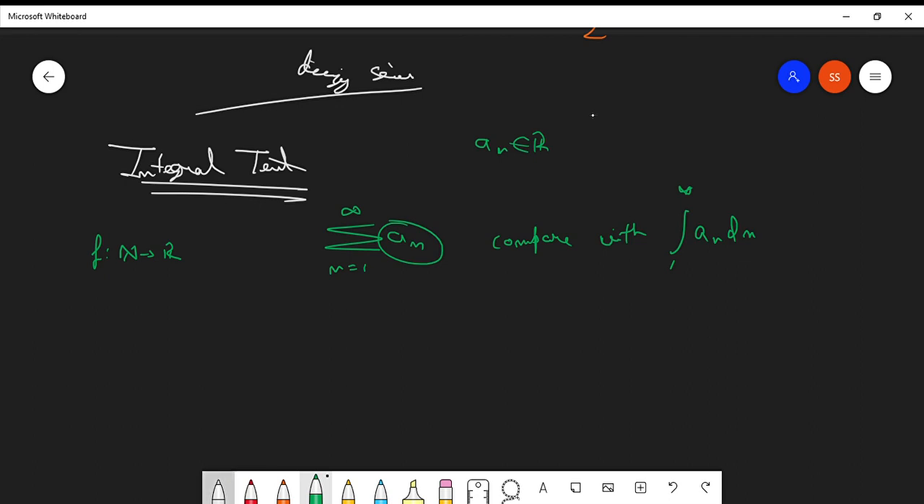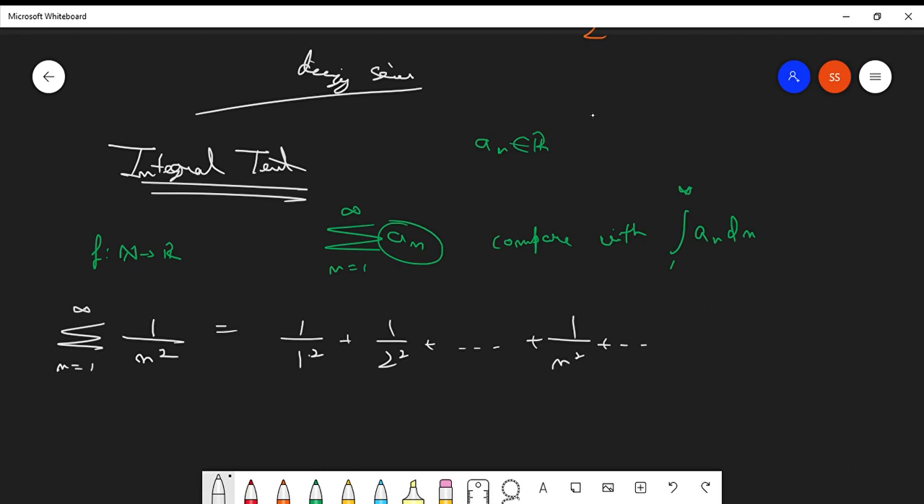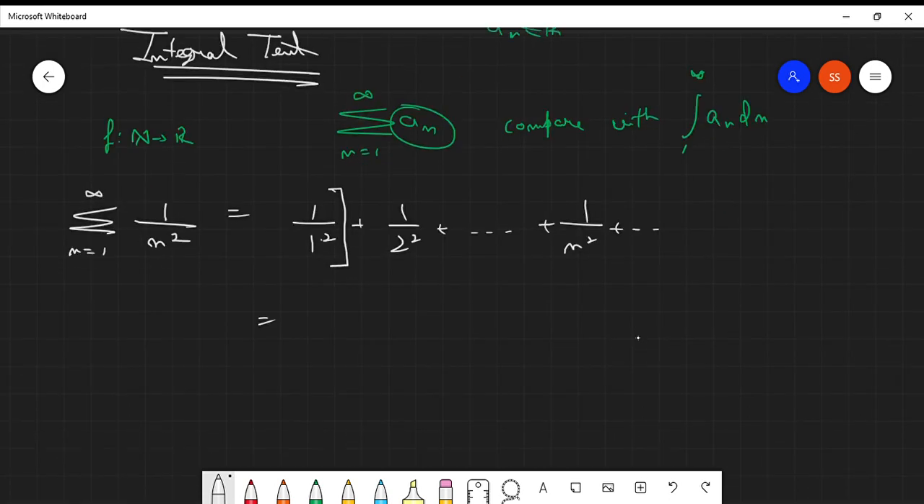For example, if we have this series, which can be written as 1 over 1 squared plus 1 over 2 squared and so on, 1 over n squared, what we do is we set aside the first element and compare the rest of the sum with the integration.